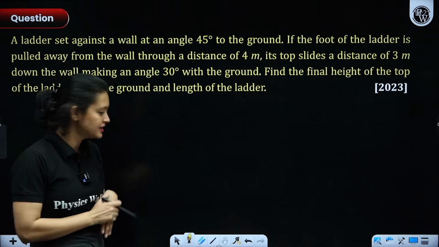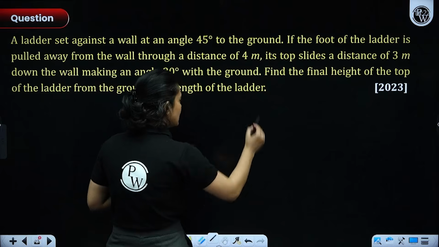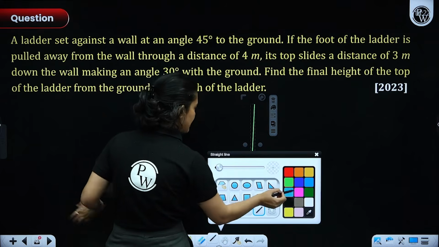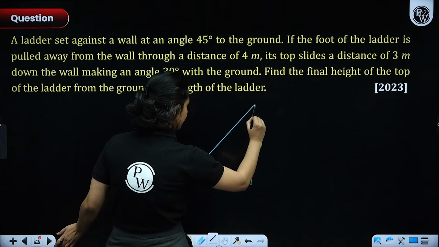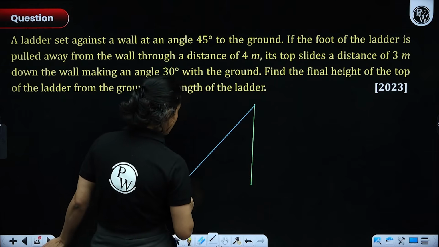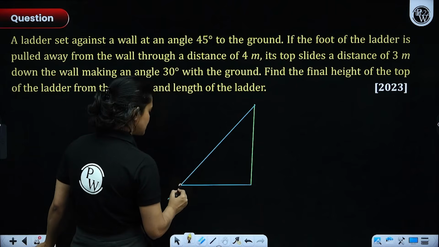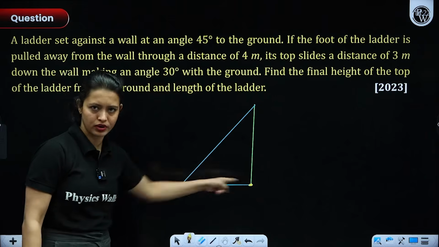We have a ladder set against a wall at an angle of 45 degrees to the ground. Okay, this is my wall. This here is my ladder. Let me place the ladder here. This is my ladder, everyone. Okay? And I'll join the foot of the ladder with the foot of the wall. This is the foot of the ladder. This is the foot of the wall. Foot matlab bottom wala part, bottom points.